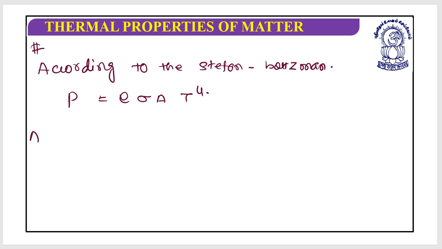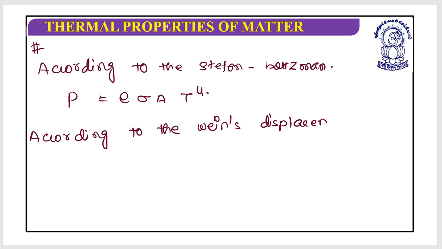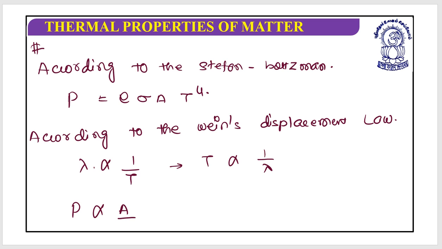Now, according to Wien's displacement law, lambda is inversely proportional to 1 by T, or I should say T is directly proportional to 1 by lambda. So this could be written as power is directly proportional to the area divided by T to the power 4, where T could be replaced by the wavelength. So P is directly proportional to A divided by lambda to the power 4.